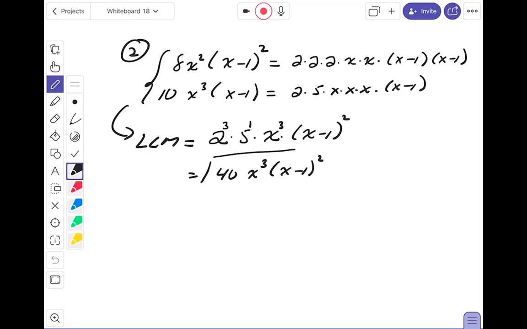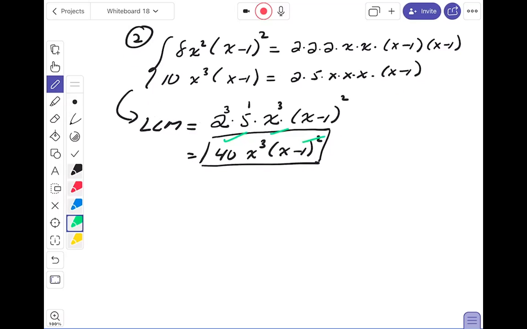Notice I say a little simplification. You're not to be multiplying this thing out completely. Just something simple. Let's look at the answer key. Again, if we're not staring at that, all I can say is I probably did something wrong. We want to try to correct those problems. So it's 40 x cubed x minus 1 squared. All right, let's go to number 3.